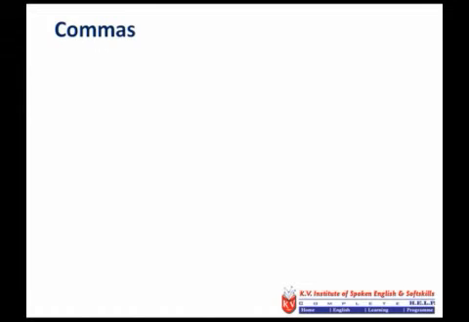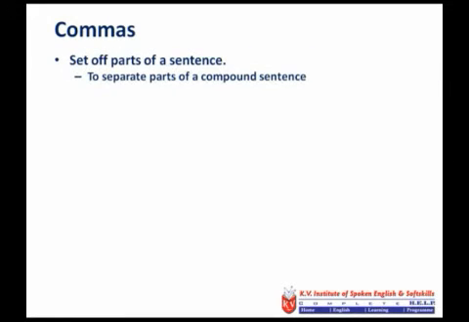Let's see how a comma can be used. It is used to set off parts of a sentence. Use a comma to separate parts of a compound sentence. You need to use a comma before the coordinating conjunction. For instance, the tickets were sold out, so we decided to have dinner. As there was a comma after sold out, I had to pause over there.